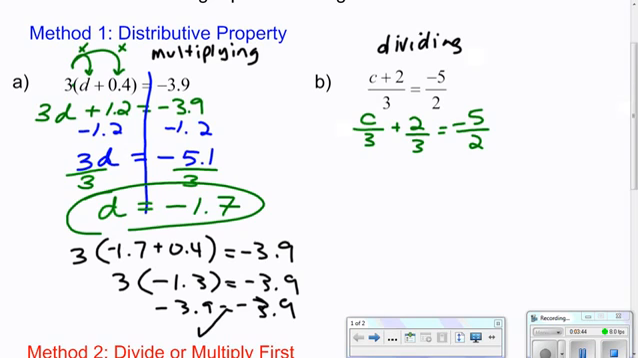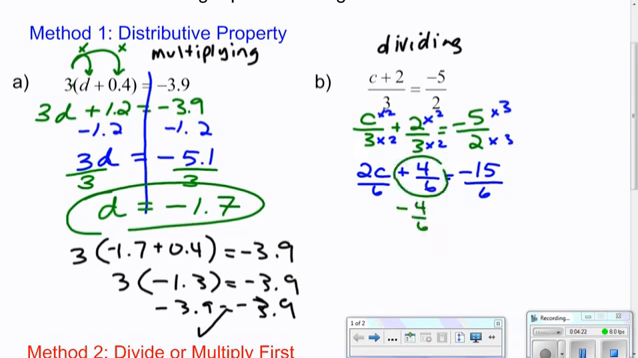So to isolate, I'm going to have some common denominators here, so I'm going to turn everything into a denominator of 6. So times by 2, times by 2, times by 3, times by 3. So now we have all these denominators of 6. So then we get 2c plus 4 over 6 is equal to negative 15 over 6. Okay? I'm going to get rid of this by subtracting. So 2c over 6 is equal to negative 19 over 6.